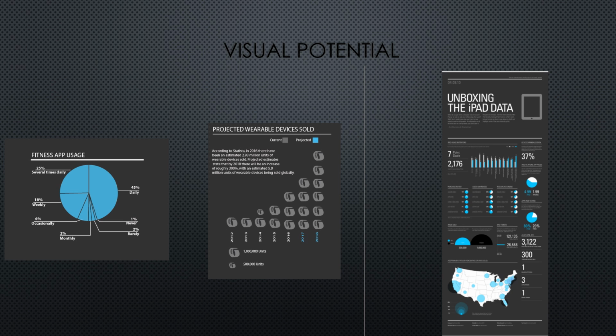On the left side, I also exploited the visual potential of numbers through a pie chart. Each figure represents how often a typical user will use a fitness app associated with wearable devices. So I have daily, never, rarely, monthly, occasionally, weekly, and several times daily, all in statistics. For this display, I wanted to focus on a breakdown of value in terms of the app usage.